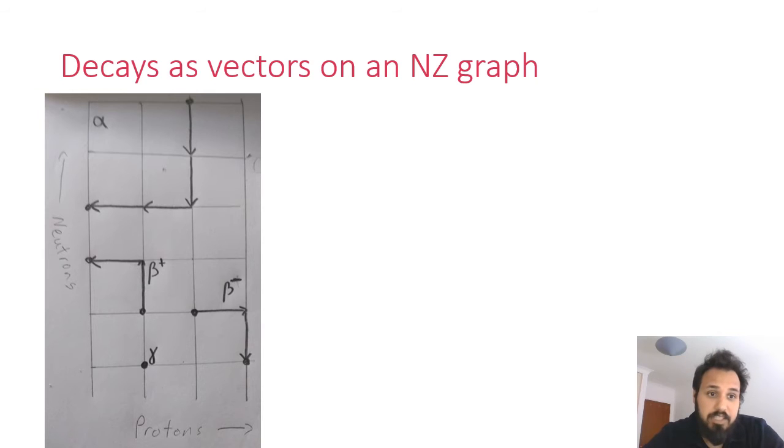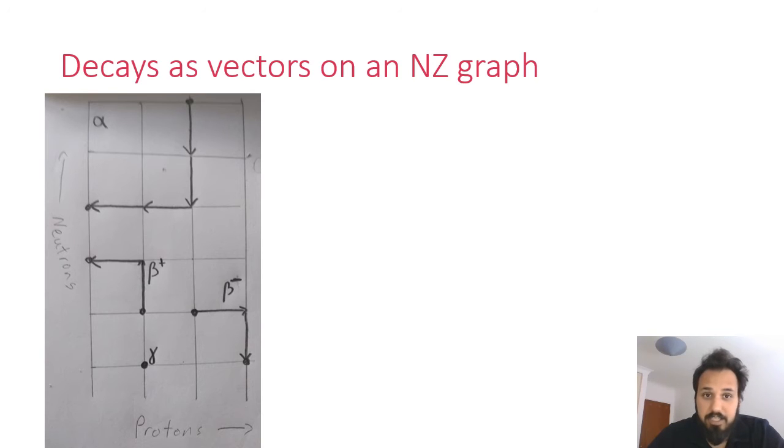Now that we've seen how atoms are affected by different decays, we can try and visualize these decays on a graph. If we plot neutrons on the y-axis and protons on the x-axis, we can look at alpha, beta plus, beta minus, and gamma decays and think about how these will affect the number of neutrons and protons of any isotope that we plot on this graph.